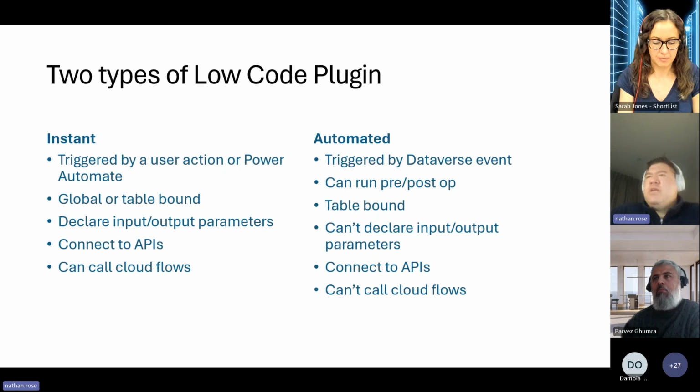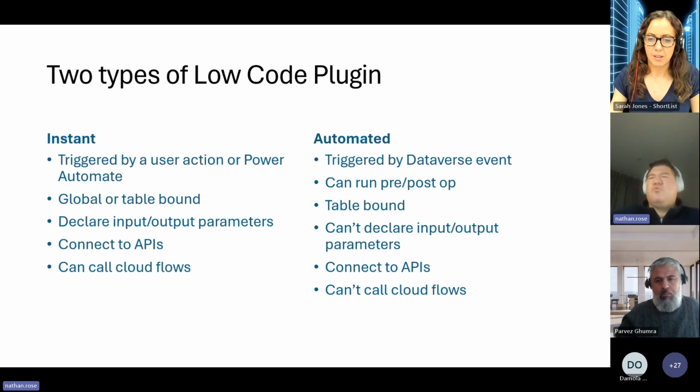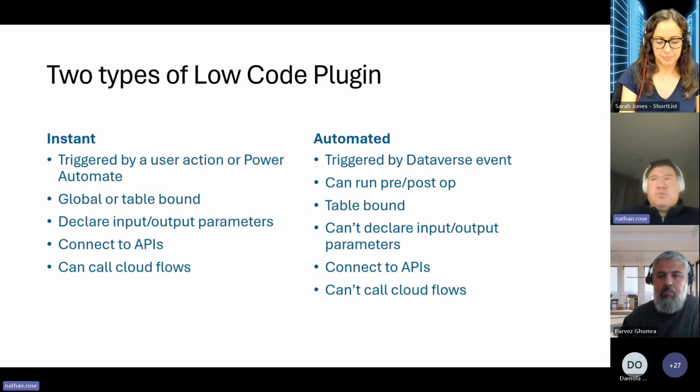And then automated plugins, again, they're triggered by an event in Dataverse. These are the ones where you specify whether you want it to run pre or post operation. They are bound to a table, so when you create it, it's bound to the Dataverse table that triggers it. You can't declare input or output parameters with them. The best way to get around that would be to use the with expression.